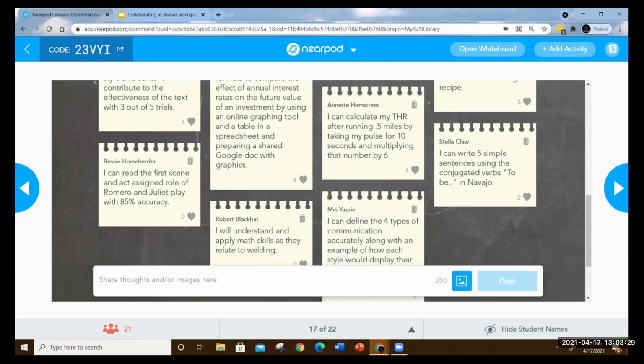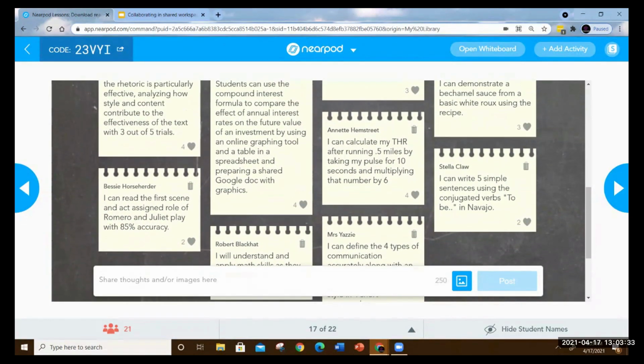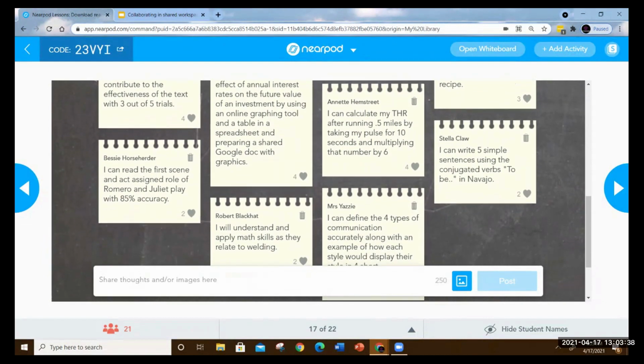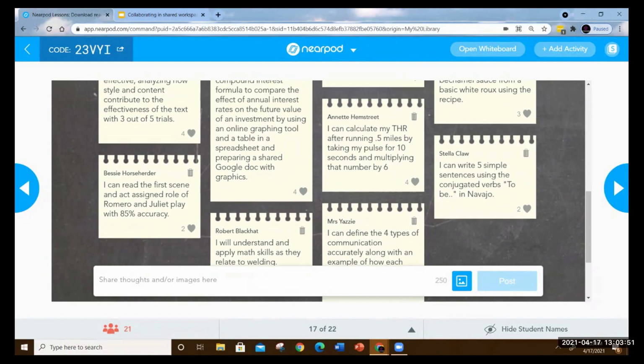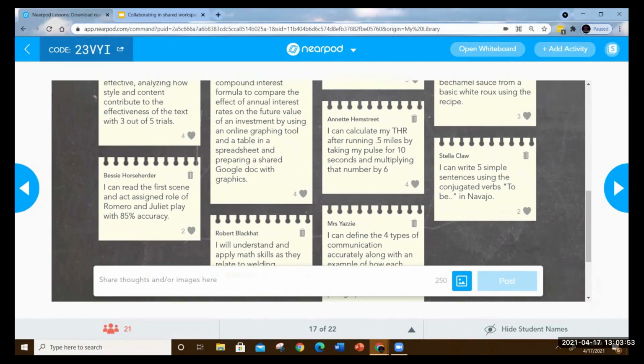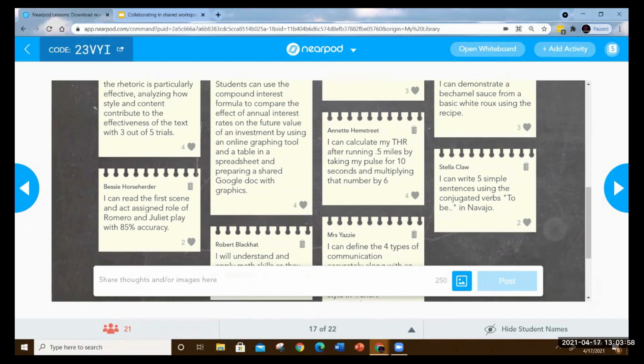And then finish it off with "students will calculate the future value of the investment by using an online graphing tool," one, and then two, use a table and a spreadsheet and prepare a shared Google document. I don't know, you kind of have to break it up. This sounds like something that would be great for you guys to collaborate on together.